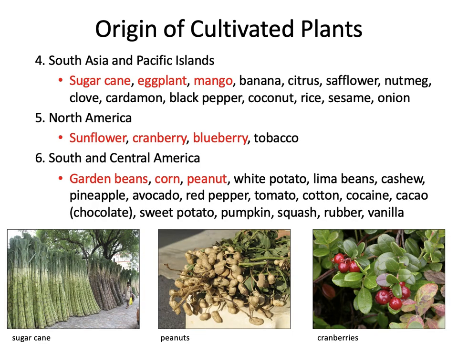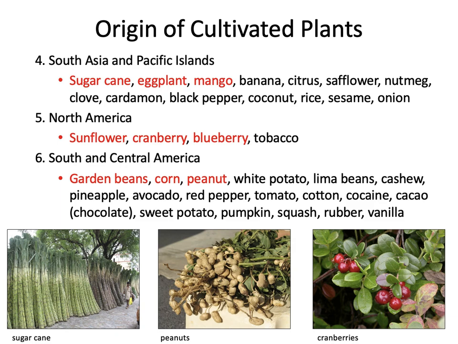Our next region is South Asia and Pacific Islands. That's where things like sugarcane, eggplant, and mango come from. Now, in temperate regions of the world, such as here in the United States, we can't grow sugar cane. The temperatures aren't hot and humid enough. So instead, we use beets here in the United States for sugar and in temperate regions. But in tropical regions, it's sugar cane, and we import tons of sugar derived from sugar cane throughout the world.